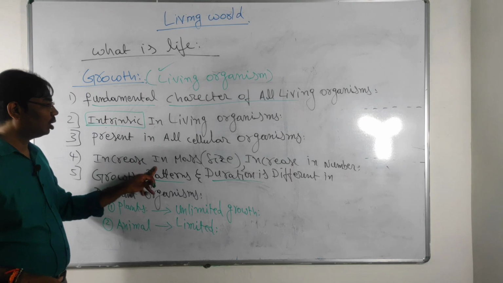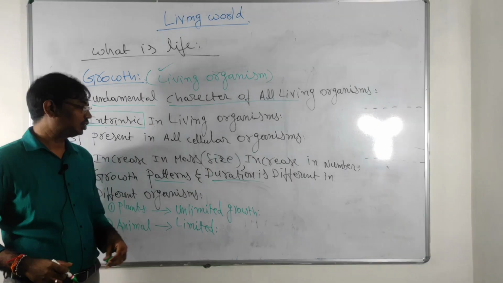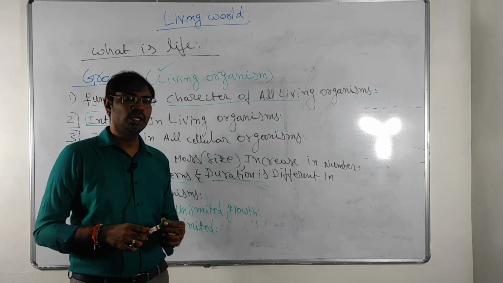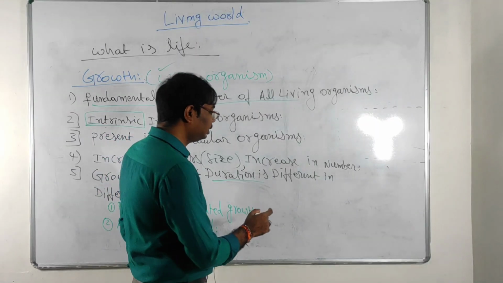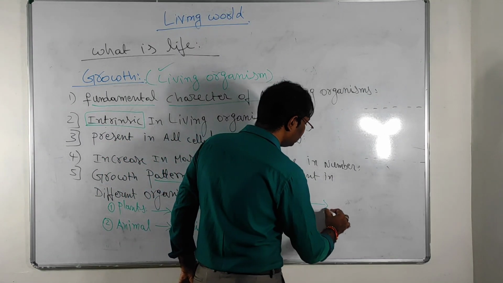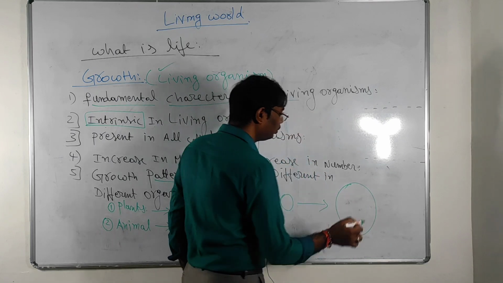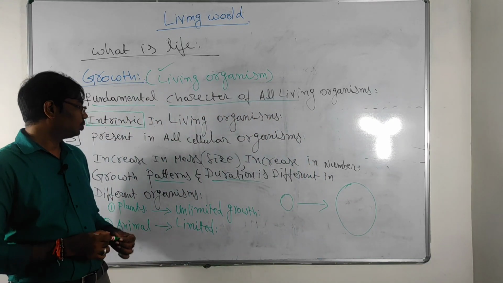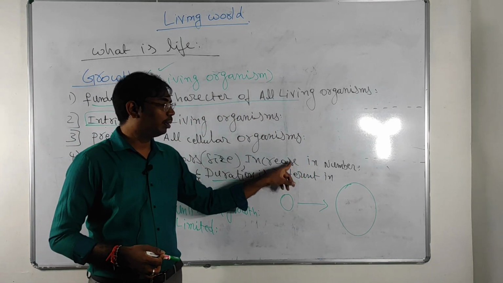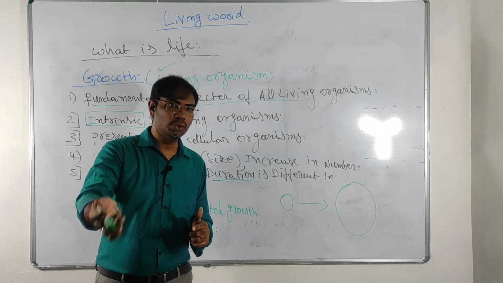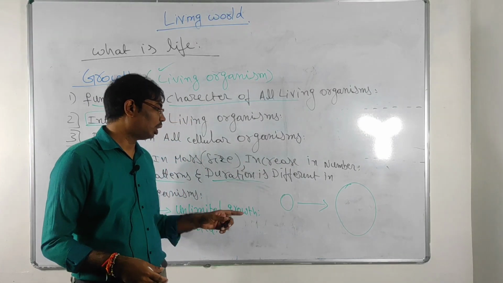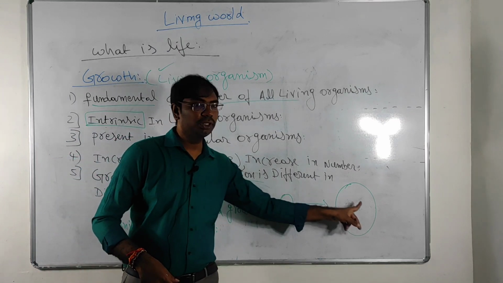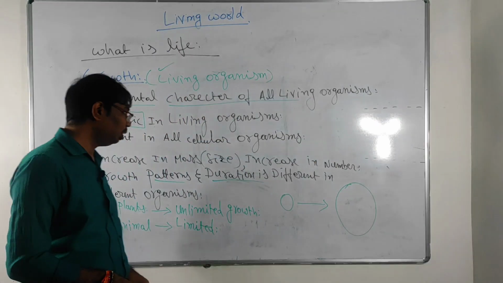So increase in mass means increase in size. So the size of the cell. Suppose initially the cell size is this much. Again the cell size, it will become this much. So we will say that is the growth. So increase in mass or increase in number also. One cell it will become two cells, that is also we will say the growth. Otherwise a small cell it will become a large cell, that is also we will say the growth.